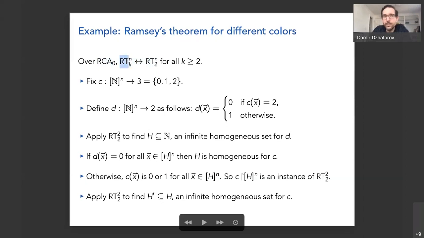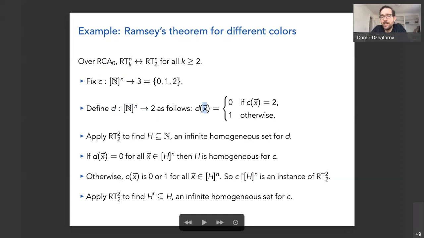Of course, Ramsey's theorem for three colorings implies Ramsey's theorem for two colorings. But let's prove the reverse. So we are given a coloring C of n-tuples with three colors, and the colors are 0, 1, or 2. What we're going to do is define a coloring D of the same n-tuples, but it will only use two colors. And here's how it'll work.